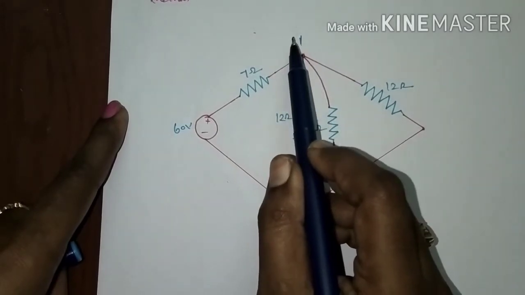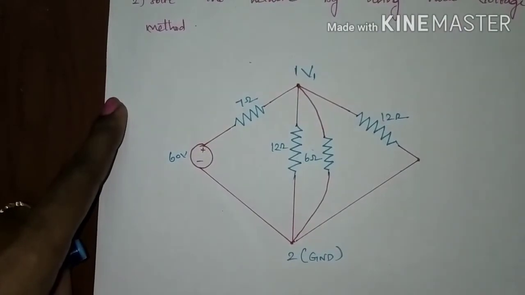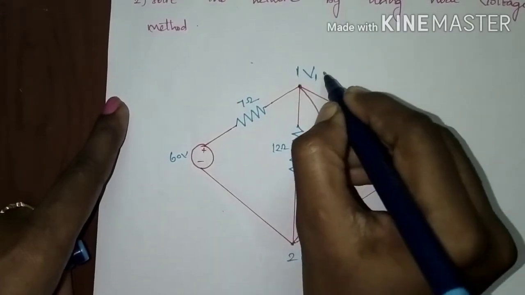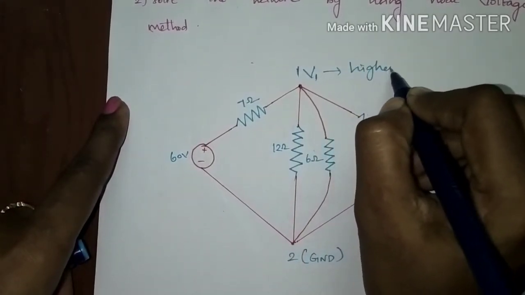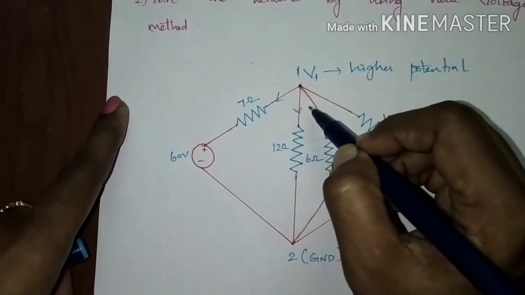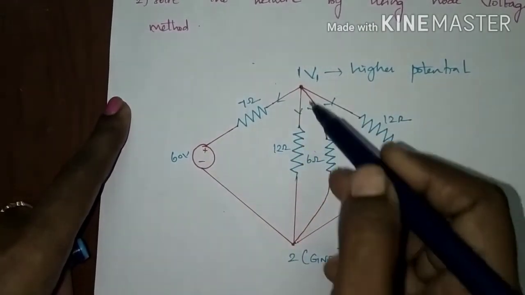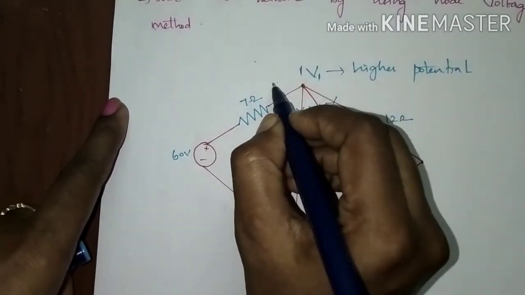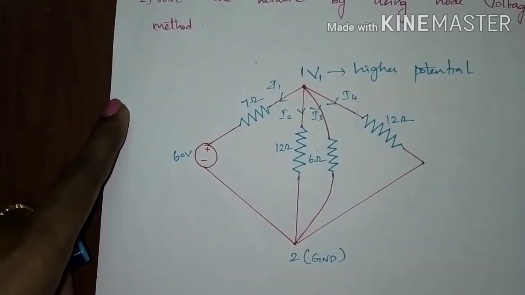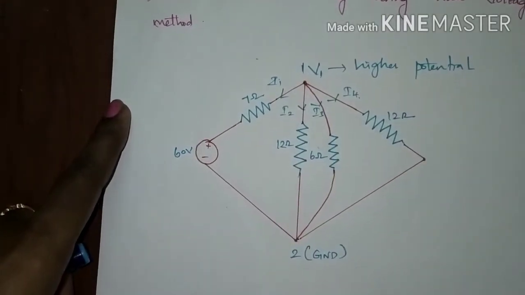You have taken this node. Assume the voltage across this node would be V1, and this is in higher potential. If this is in higher potential, obviously your current will be flowing downwards. You are making an assumption that this V1 is in higher potential, so definitely the current would be leaving these lines. So these are the currents I1, I2, I3 and I4. The current leaving the branches I have named as I1, I2, I3 and I4.